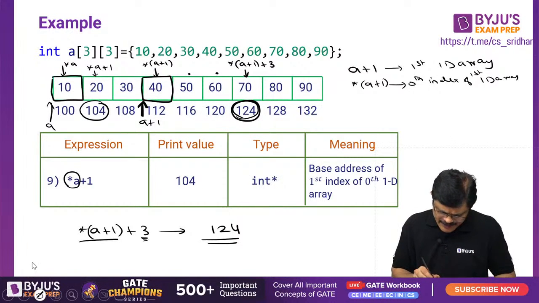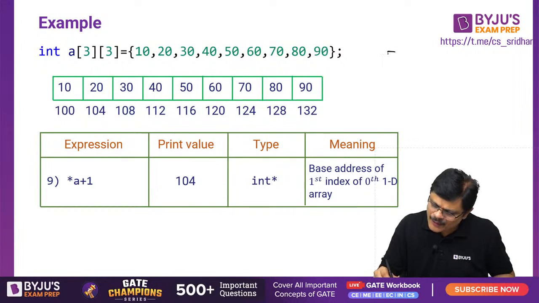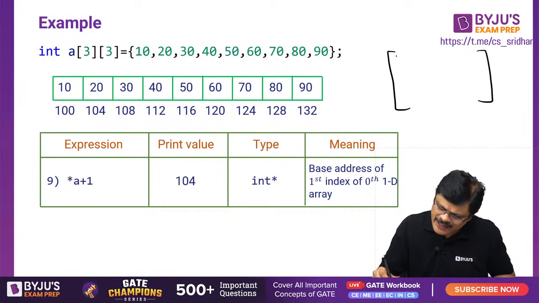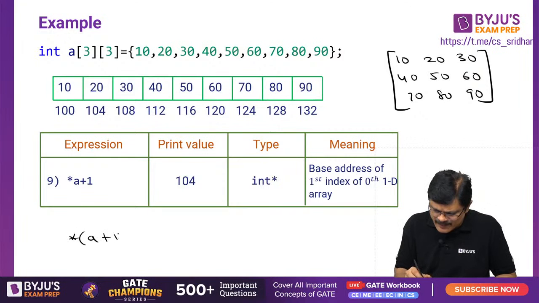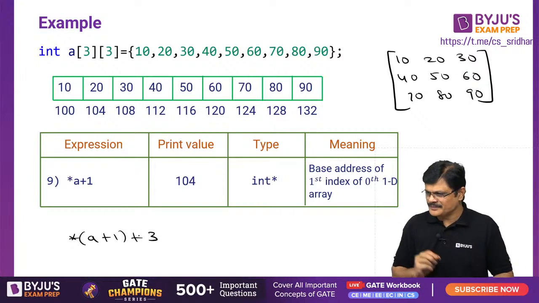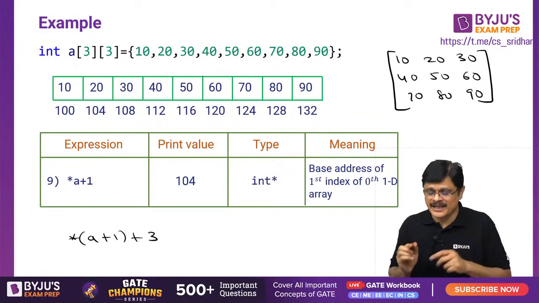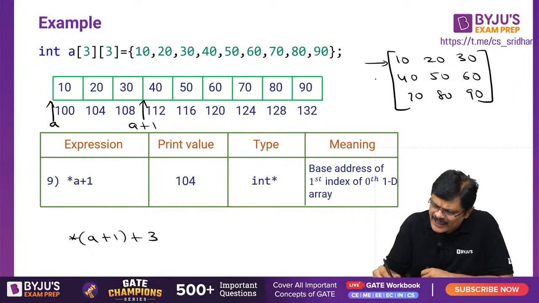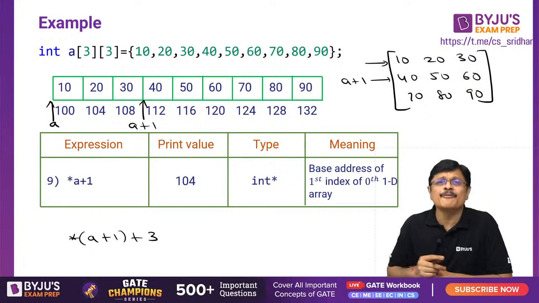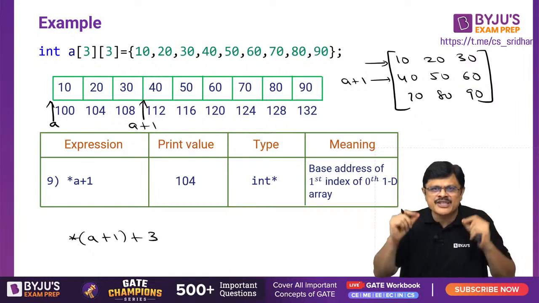Okay, for you I'll repeat it again. I'll do it in two ways. I'll also write the matrix to make this idea clear. 40, 50, 60, 70, 80, 90. Now look here, I asked star of A plus 1 plus 3. See, A means this address. A plus 1 means the next 1D array. A plus 1 means this one, the second one: the 0th 1D array, the first 1D array.